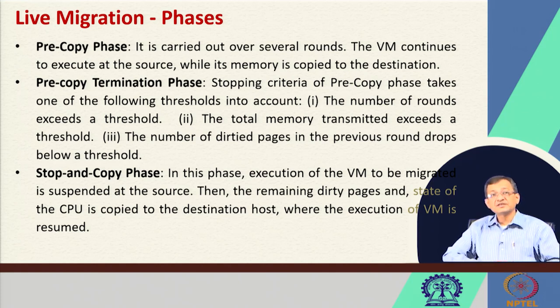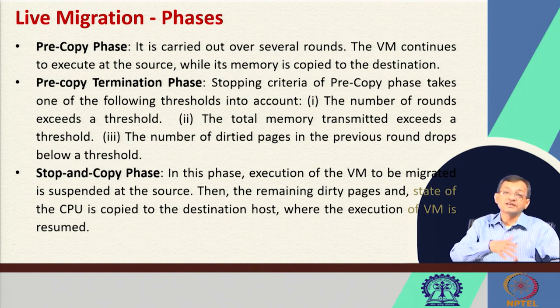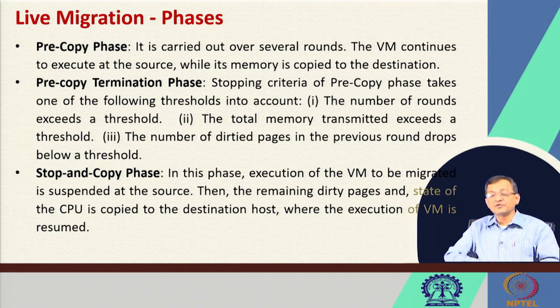Pre-copy termination phase. When should I stop? Because while it is running, some pages are getting modified. The stopping criteria for the pre-copy phase take one of the following thresholds: the number of rounds executed threshold, so I say that there will be n rounds and then it is over; the total memory transmitted exceeds a threshold; or the number of dirty pages in the previous round drops below a threshold.